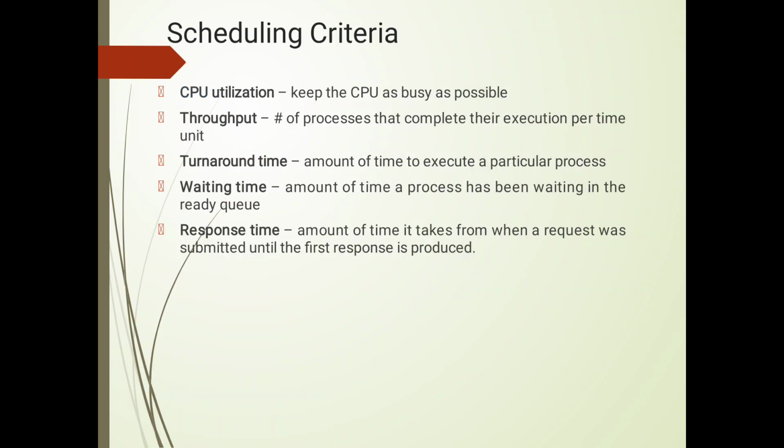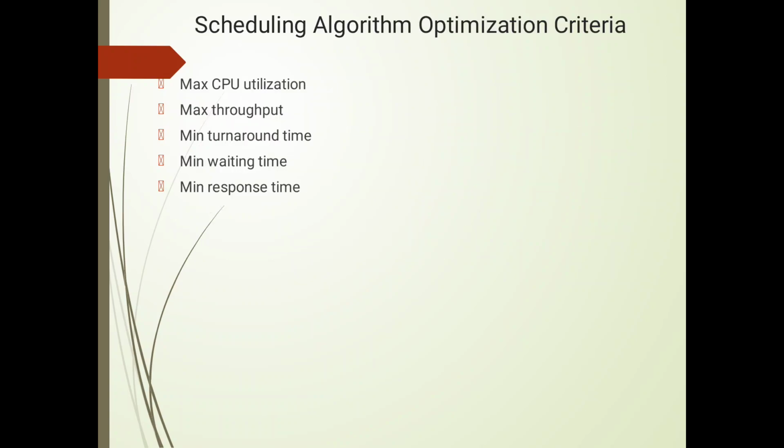Scheduling criteria. CPU utilization: keep the CPU as busy as possible. Throughput: the number of processes that complete their execution per unit time. Turnaround time: the amount of time to execute a particular process. Waiting time: the amount of time a process has been waiting in the ready queue. Response time: the amount of time it takes from when a request was submitted until the first response is produced.